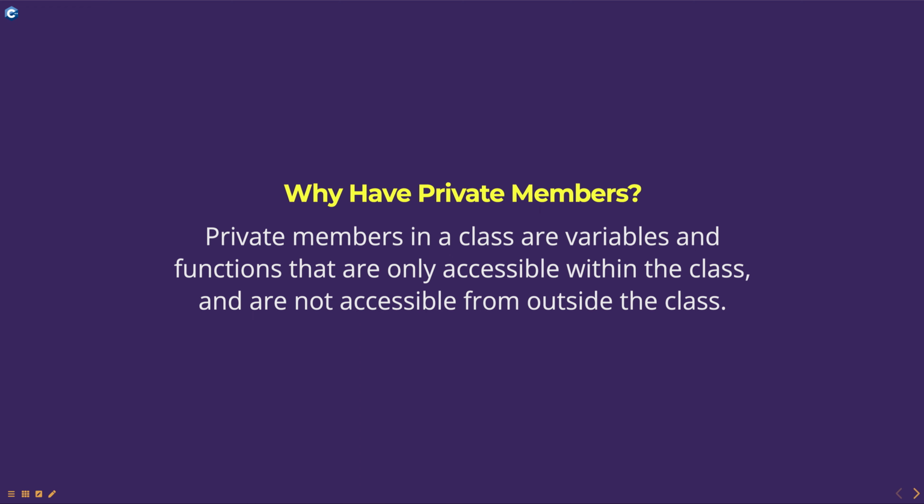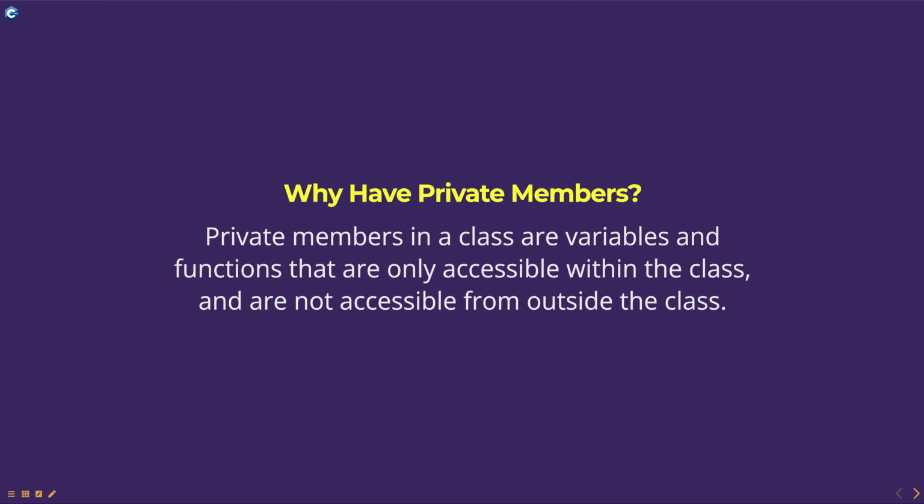The main reason to have private members is to encapsulate the implementation details of a class and to prevent outside code from accessing or modifying these details in unintended ways. This can help to ensure the proper functioning and stability of the code and to prevent bugs that could arise from accidental modifications of the object's state.